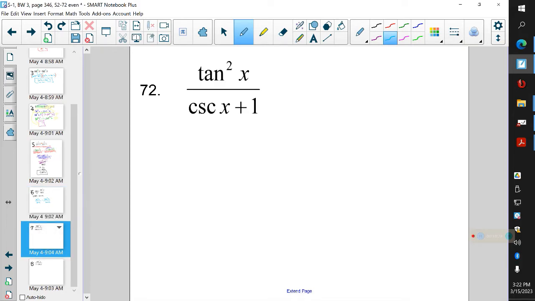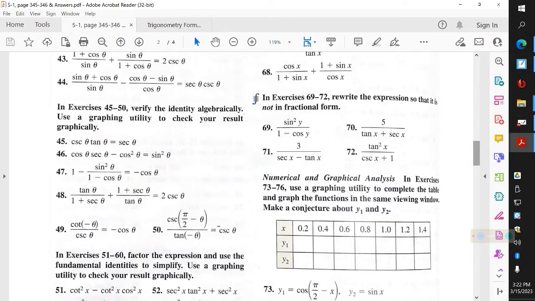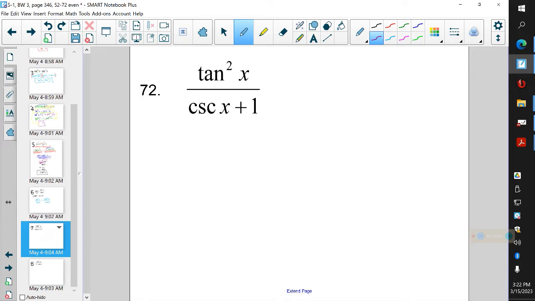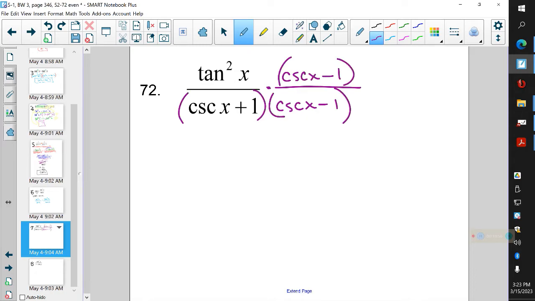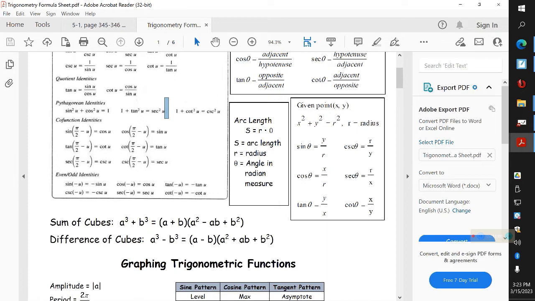Over here, number 72, the directions are a little bit different. The directions over here say rewrite the expression so that it is not a fraction. In order for it to not be a fraction, you have to multiply by its conjugate. And what you do to the bottom, you do to the top. So this is going to be the tangent squared of x times the cosecant of x minus 1, and then we're going to FOIL the bottom, making that cosecant squared of x minus a 1. Well, what is cosecant squared of x minus 1? If you go back to your identities, cosecant squared of x minus 1 is simply going to be cotangent squared.